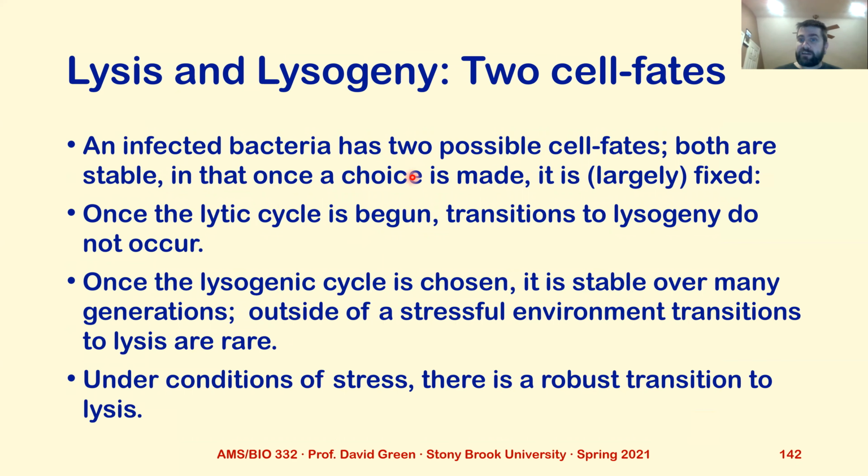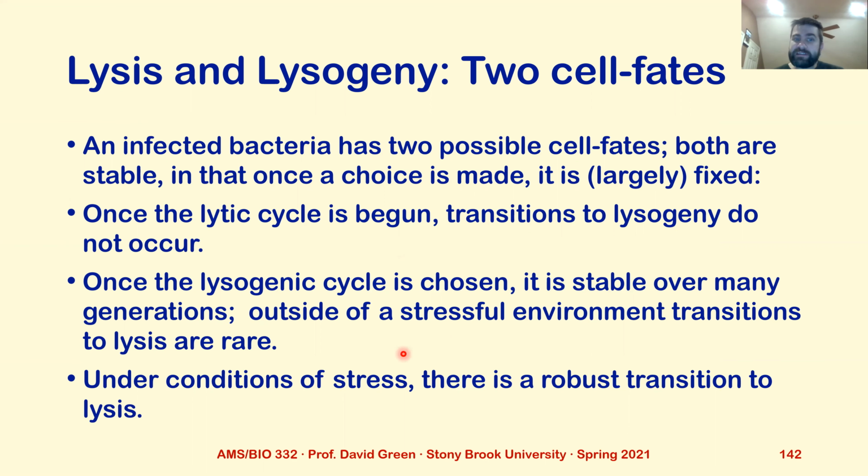Both of these states, in fact, are fairly stable. The lytic cycle, once it is begun, never transitions back. You never see a situation where a cell started to engage in the lytic cycle, produced a few copies of the virus, and then went back into lysogeny. This doesn't happen. Once the lytic cycle has clearly been selected, it completes until the cell is lysed.